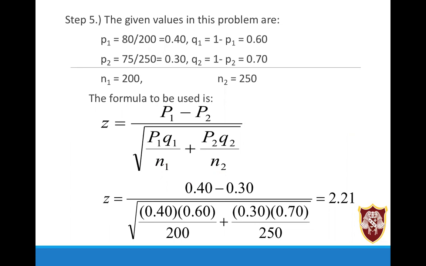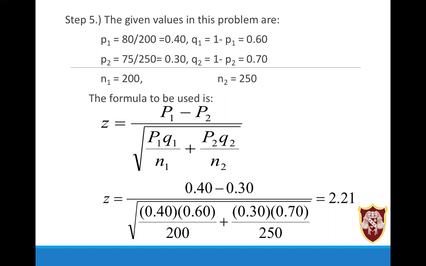So the first proportion is 80/200, and that is 0.40. So q1 is 1 minus 0.40, and that is 0.60. p2 is 75/250, or 0.30. Therefore, q2 is 1 minus 0.30, and that would be 0.70. The sample size for the first group is 200, for the second group, 250. And this is the formula that we used.